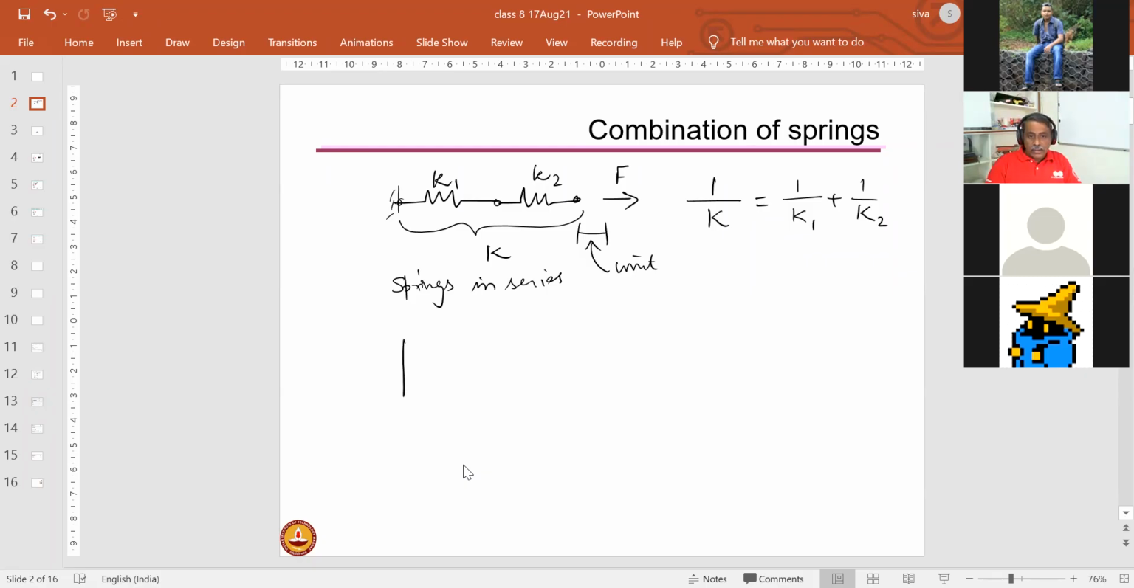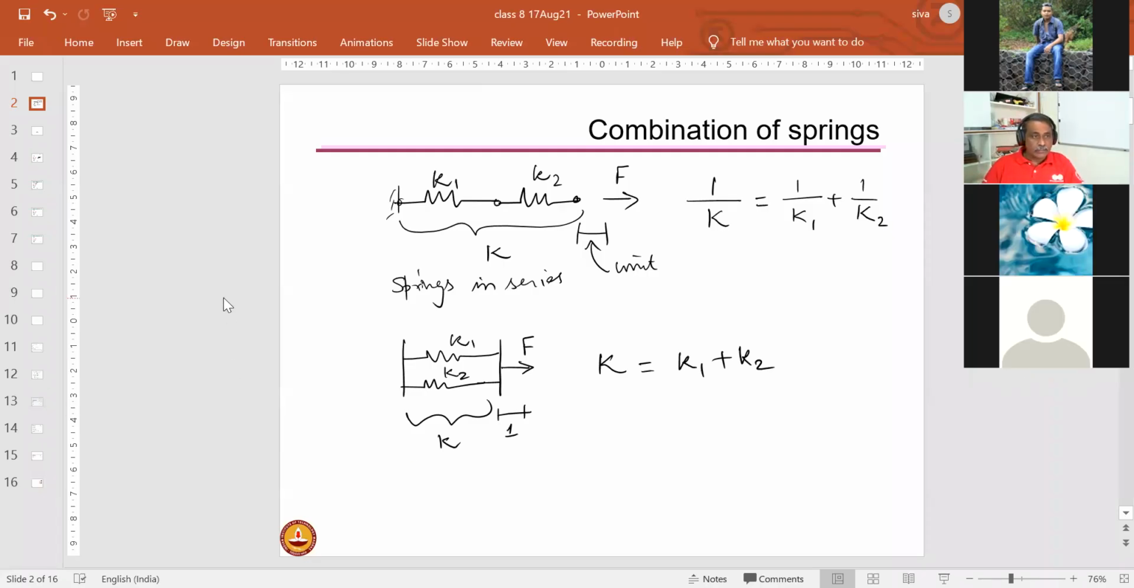Okay, so on the other hand, if I have springs that are parallel to each other, and let's say I need to find out the force for unit elongation, then I can find that K, let's say this is total K, is equal to K1 plus K2. Okay, this is simple. We understood this. All right.